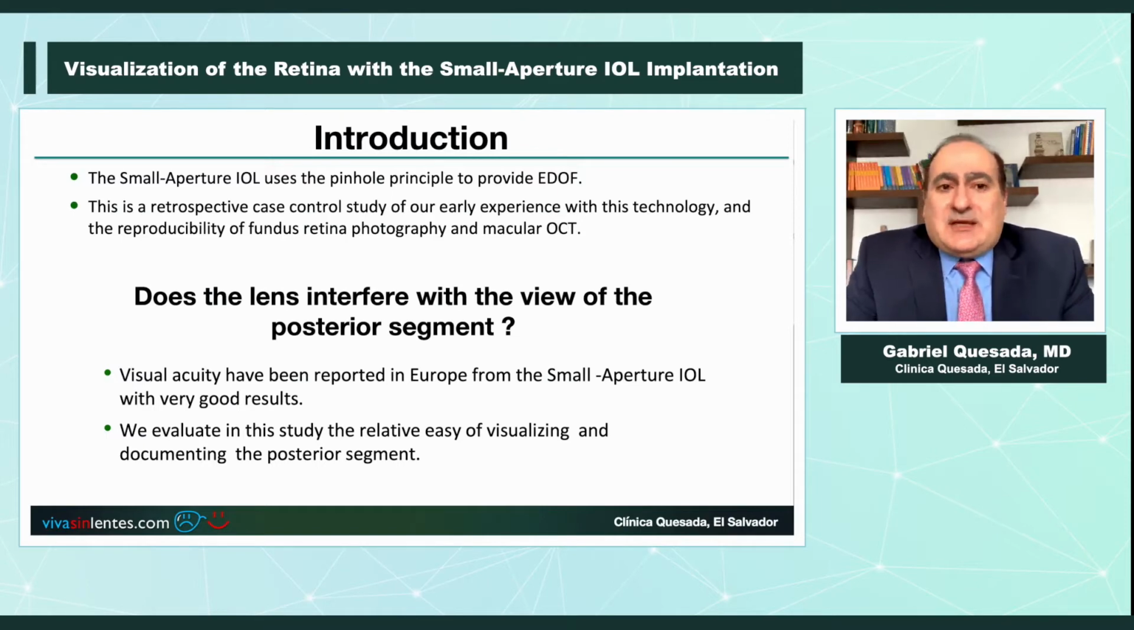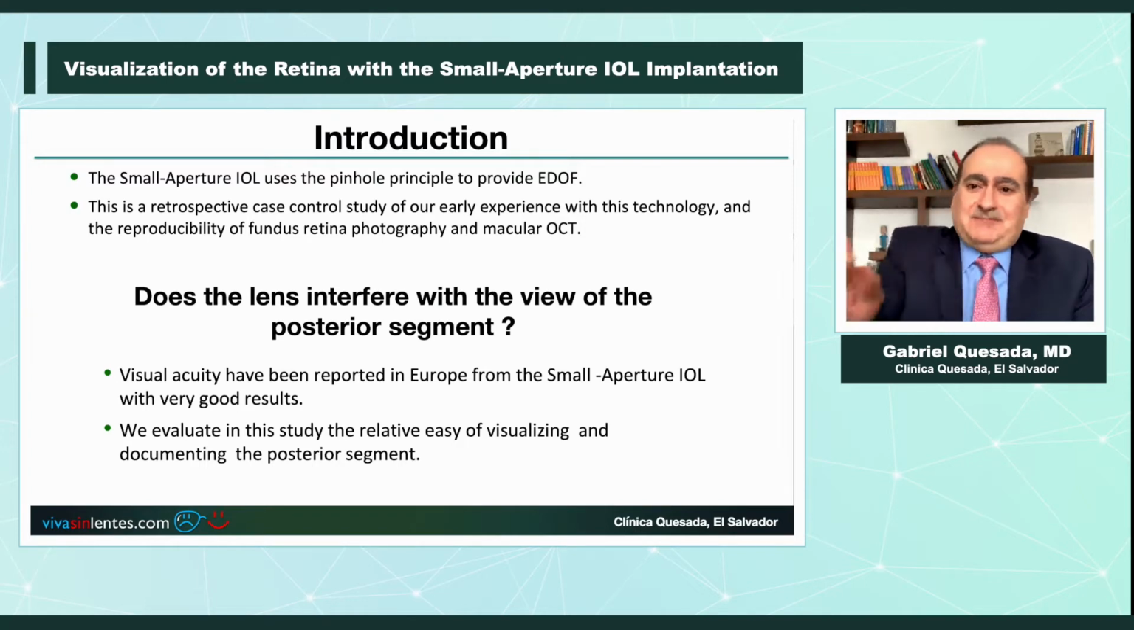So the question that everybody asks is, does the lens interfere with the view of the posterior segment? Visual acuity has been reported in Europe from the small aperture IOLs with very good results. But in this study we evaluate the relative ease of visualizing and documenting the posterior segment.